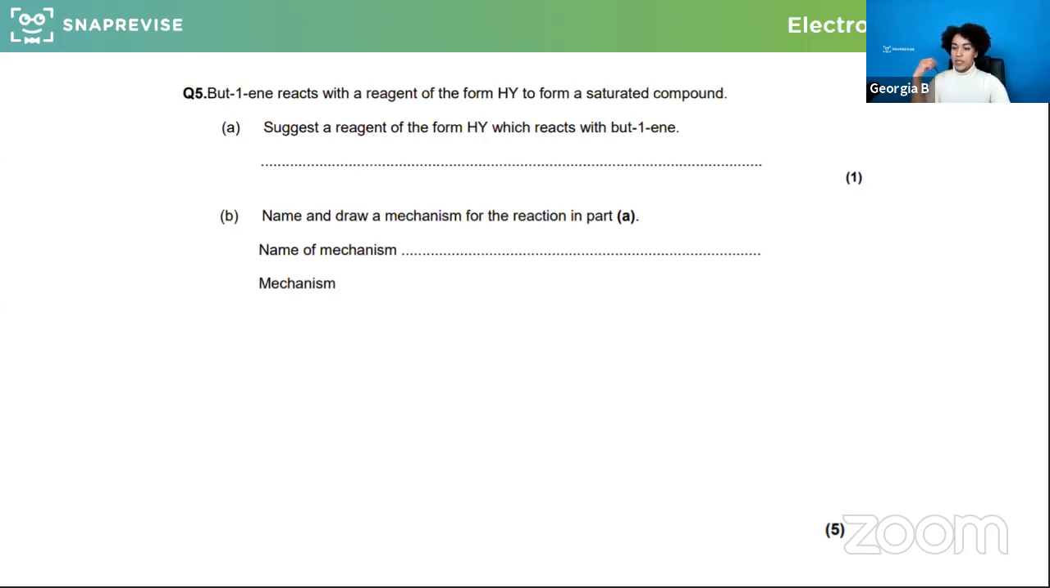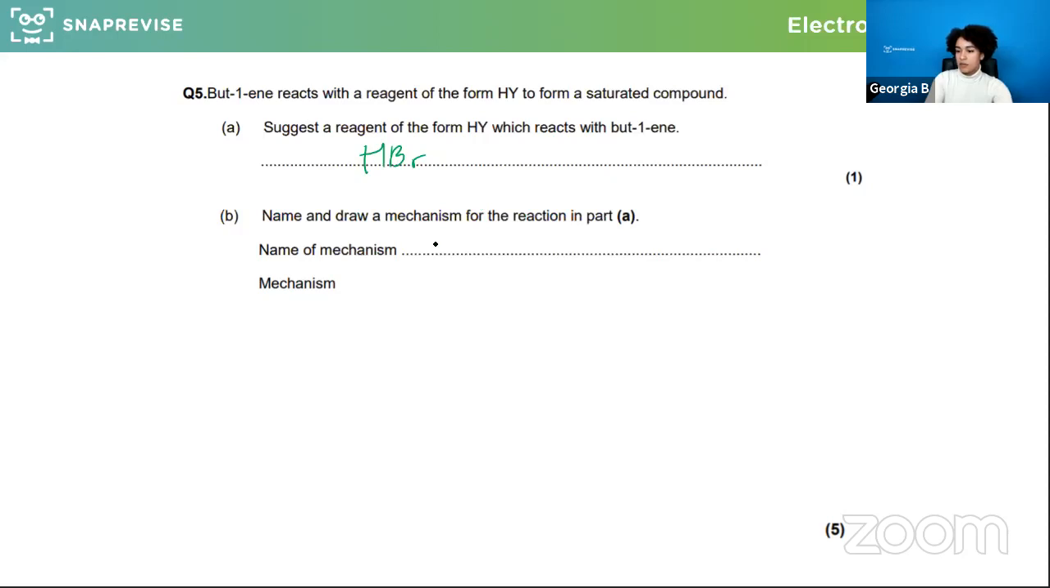So the question says that but-1-ene reacts with a reagent to form HY to form a saturated compound. No, you don't need to know it's called Markovnikov. So suggest a reagent to form the HY which reacts with but-1-ene. So this is just any reagent. Yeah, so HBr.